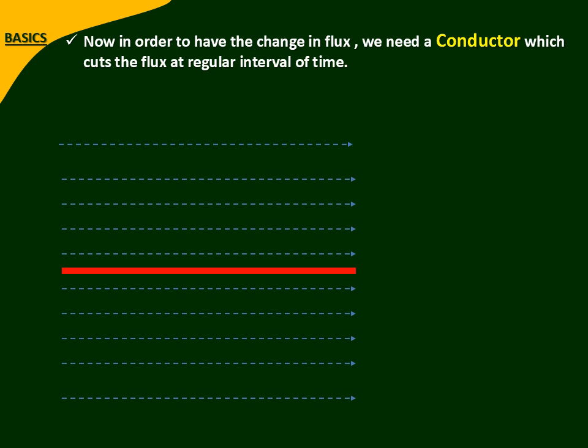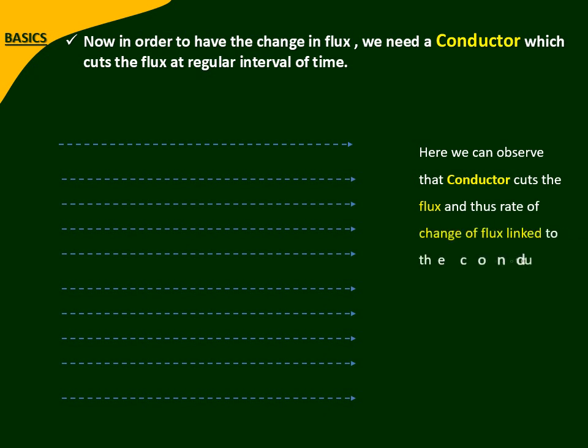Now suppose the conductor starts rotating, as you can see from the slides. At every angular moment, you can see that it cuts the flux. That means there is a rate of change of flux linked to the conductor. When it cuts the magnetic lines of force, an EMF is induced in the conductor. So we can say that here the conductor cuts the flux, and thus, due to the rate of change of flux linked to the conductor, an EMF is induced in the conductor.